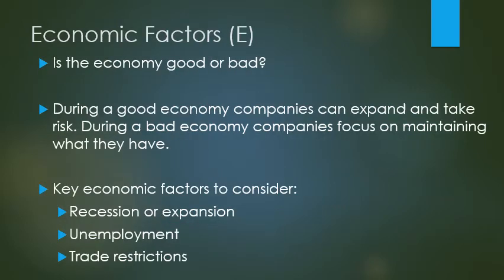The second element of a PEST analysis is the E, or economic factors. Okay, companies should be asking themselves, is the economy good or is it bad? And there's different ways of measuring that. Okay, during a good economy, companies are going to try to expand and take risks because they know that they have a little bit of wiggle room in operating their businesses.